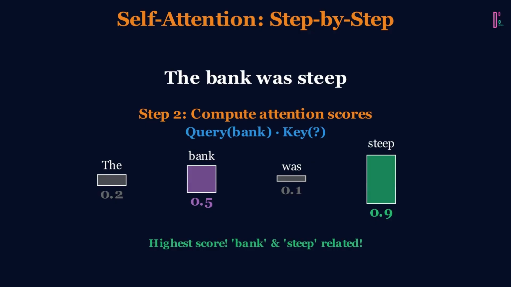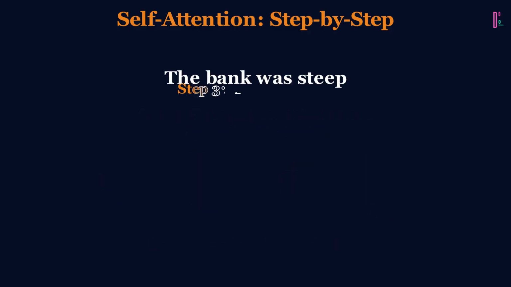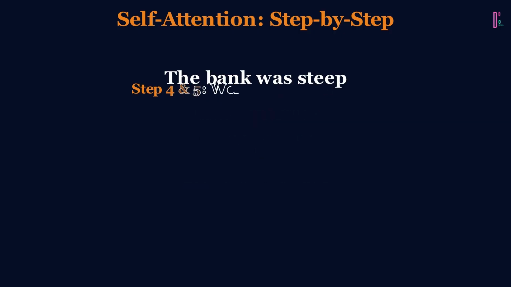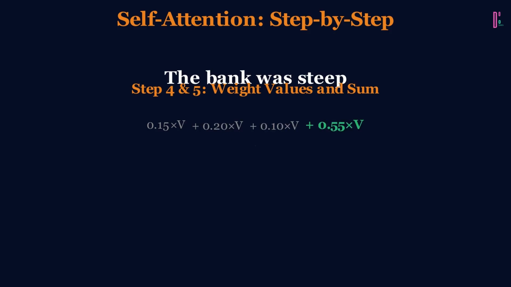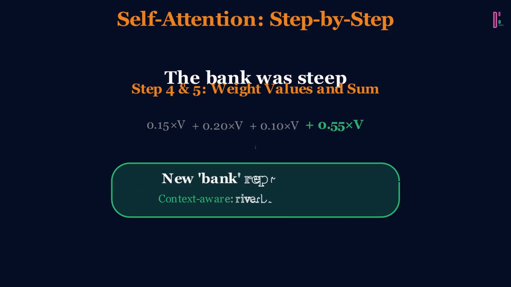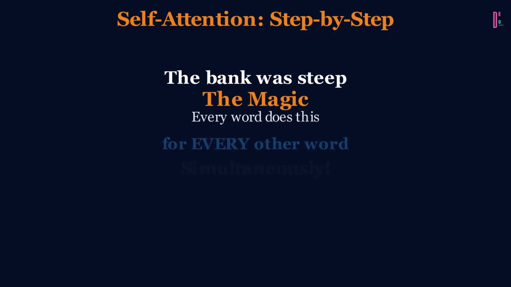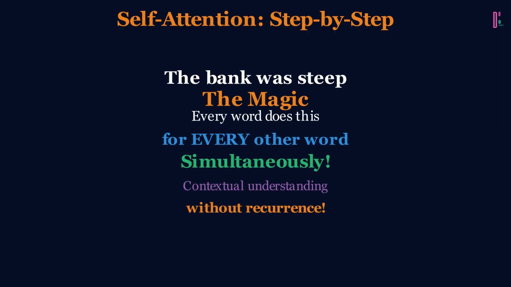Step 3. Apply softmax to turn scores into probabilities that sum to 1. Step 4. Multiply each word's value by its attention weight. "Steep" gets high weight. "The" gets low weight. Step 5. Sum the weighted values. The result? A new representation of "bank" that's aware of context. It knows it's a riverbank, not a financial institution. Every word does this simultaneously for every other word. That's the magic, contextual understanding without recurrence.